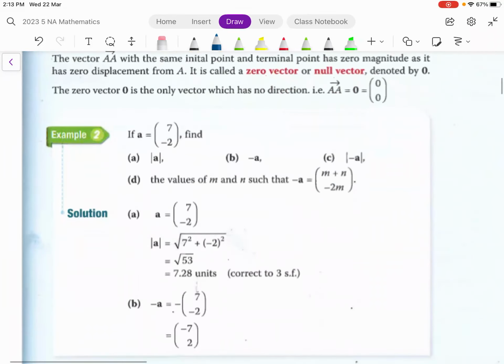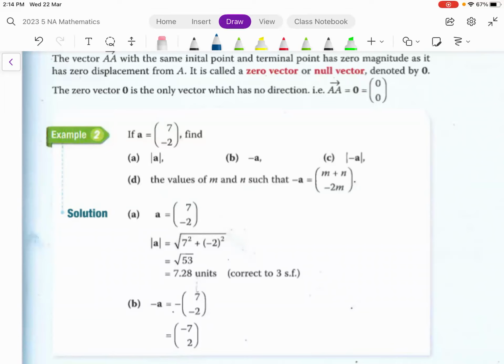So over here, example number 2, the vector A is given by (7, -2). So quickly picture in your mind, what does vector A look like? How many units to the right? 7 units to the right. Okay, so 7 units to the right. -2. So what direction do we go? Down 2 units. Okay, so it looks like this. They want us to do part A. Find the, what is this?